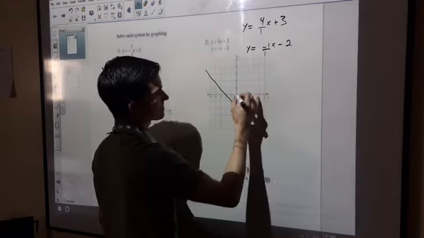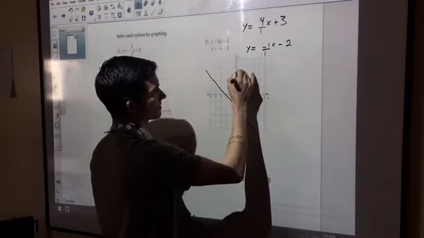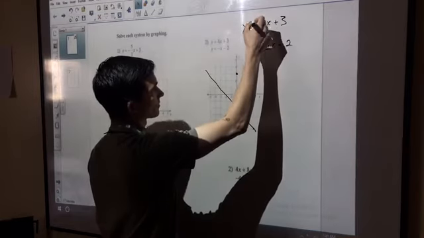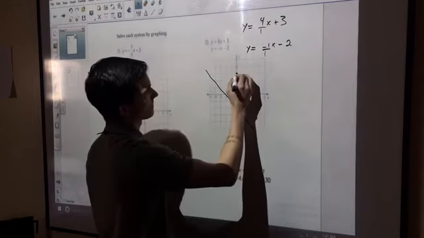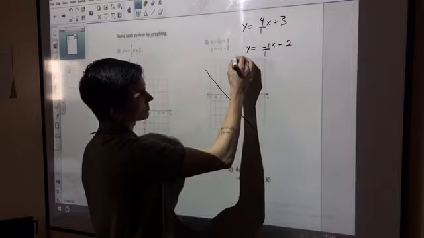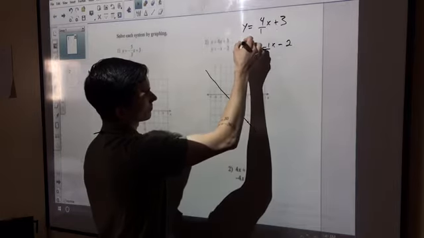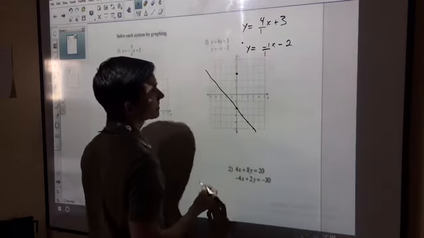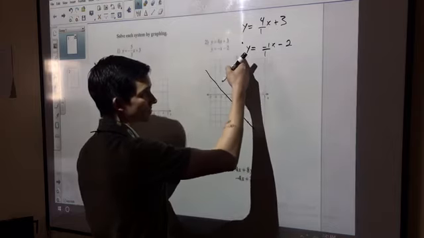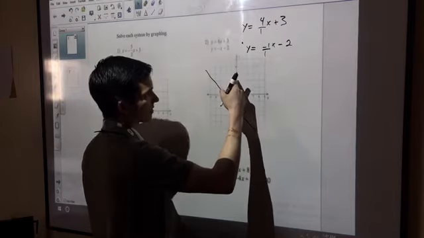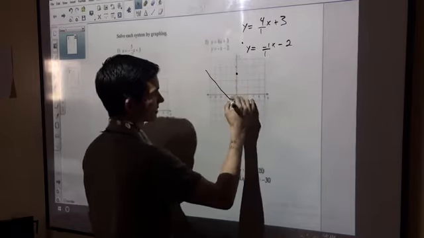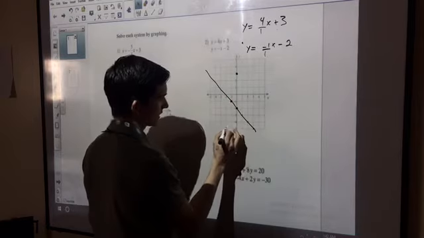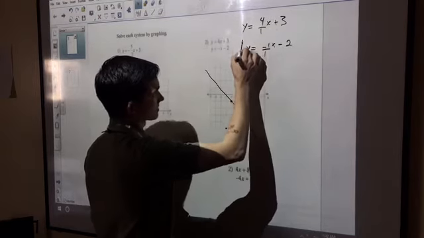This one, start at positive 3. 1, 2, 3, go up 4, right 1. Ooh. So think about this. Up 4, 1, 2, 3, 4, right 1 would be, I'm estimating right there, but that's the same thing as going down 1, 2, 3, 4, left 1. So down 4, left 1. So it looks something like this.